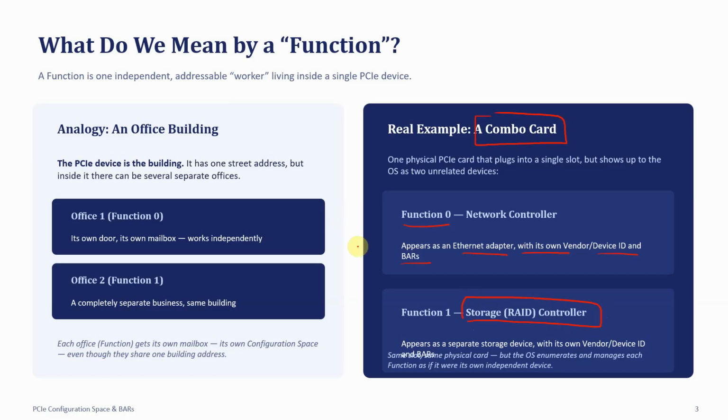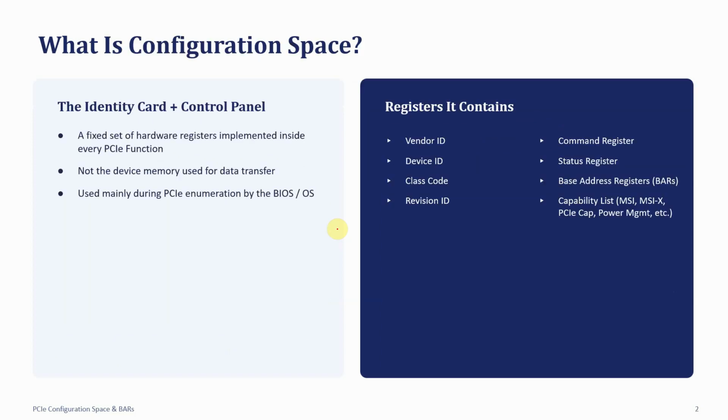Now here, each function is going to have its own configuration space. Now, what is meant by configuration space? Configuration space is a set of registers, a kind of set of memory, which contains information like vendor ID, device ID, class code, revision ID, command register, status register, BAR, and capability list. All the information will be present inside this particular configuration space.